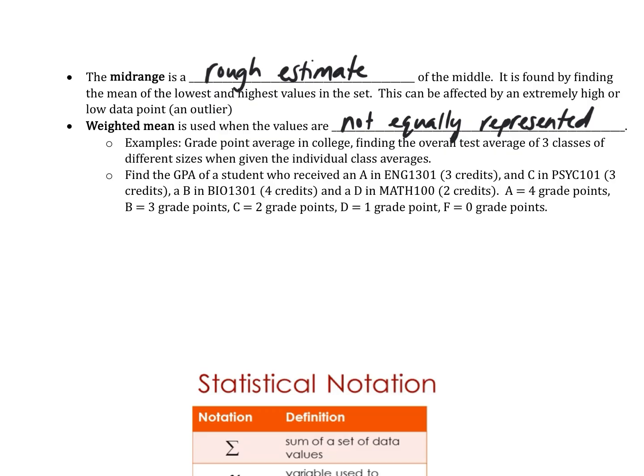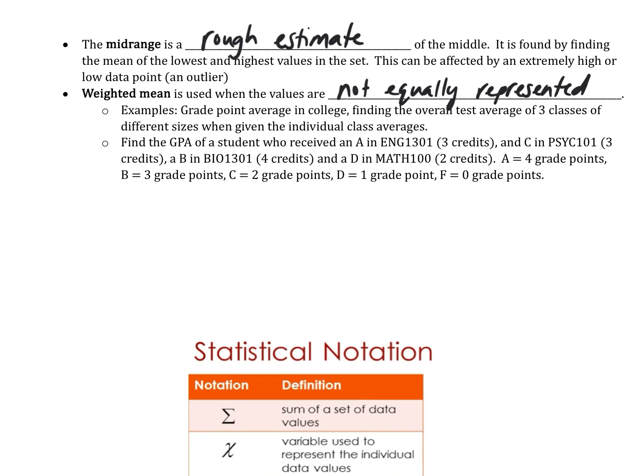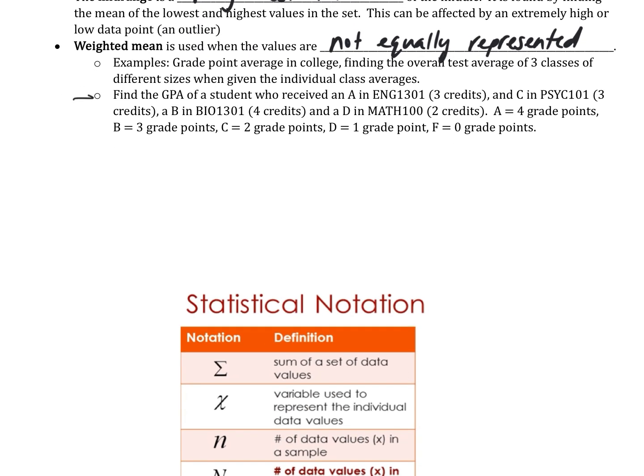The easiest way for me to show you how to do this is by actually showing you how to calculate it. So if we have this right here, your GPA, who has an A in English 1301, which was 3 credits, a C in Psychology 101, 3 credits, a B in Biology 1301, 4 credits, and a D in Math 100, 2 credits. And it tells you how many points they're worth. So if you look at your different classes, you have English 1301, Psych 101, Bio 1301, and Math 100.